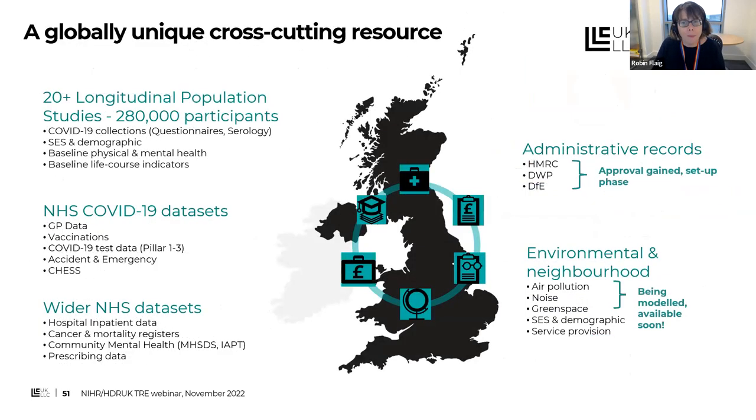This is kind of a map of the data we hold. So we hold 20 plus longitudinal population studies data for 280,000 participants, and this number will hopefully grow. We hold their COVID-19 collection, so all of the studies in the UK LLC did questionnaires during the pandemic, but also another requirement was that they had to hold pre-pandemic data, so it allows you to do things like assessments of mental health pre-pandemic, during the pandemic, and hopefully post-pandemic as well. We have baseline physical and mental health measures and baseline life course indicators. We also hold the previously discussed NHS COVID-19 data sets that everybody else has detailed so well, and the wider NHS data sets as well, the inpatient cancer mortality, prescribing, and the various community mental health data.